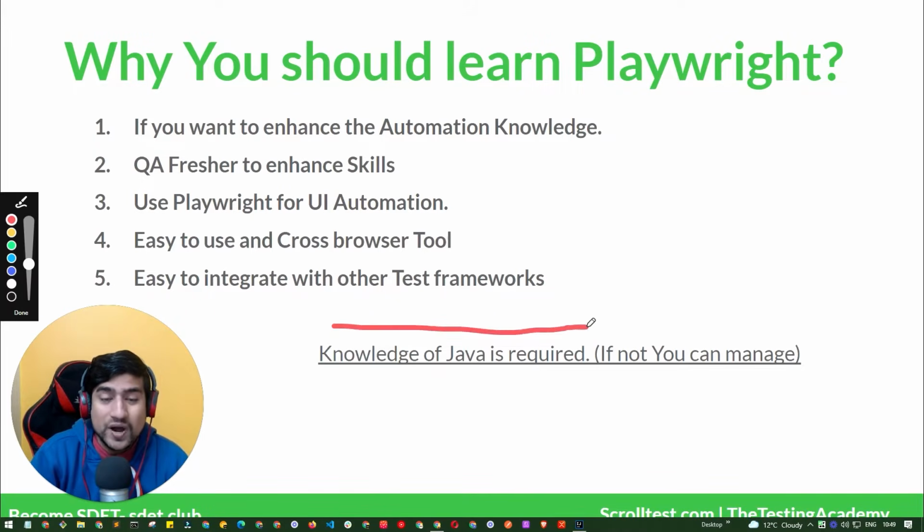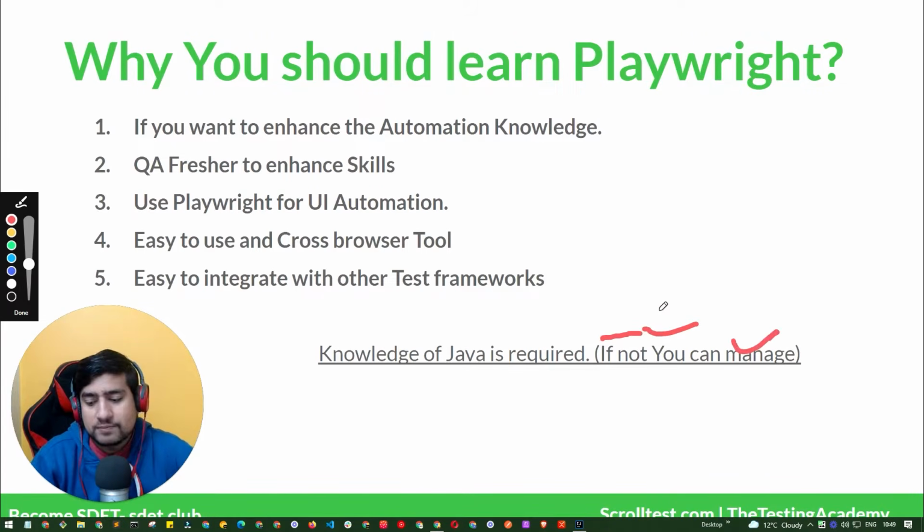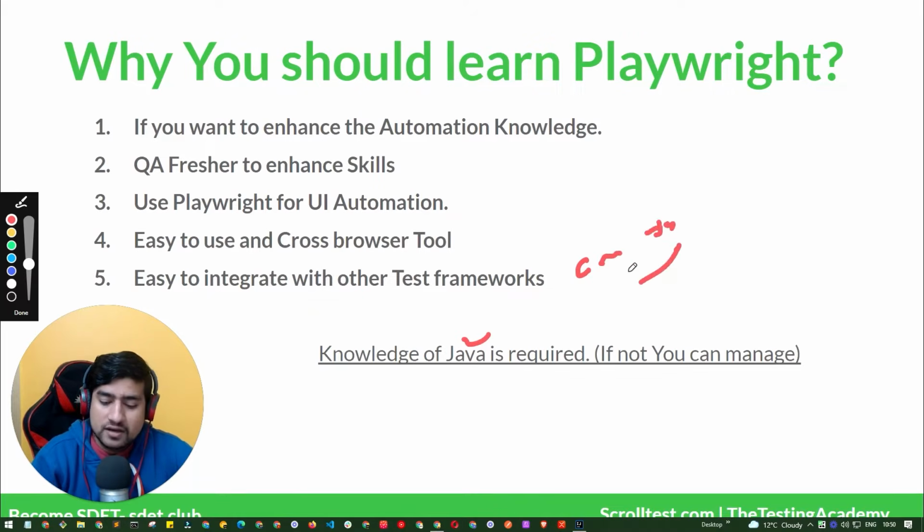Knowledge of Java is required. This is especially for QA freshers who don't have Java knowledge, but what I have seen is that you can manage even if you don't have it. Whatever code we are writing, I am thinking about how a fresher would be able to understand it, so I will give you the concepts side by side. But I would recommend going with core Java training also, along with this.